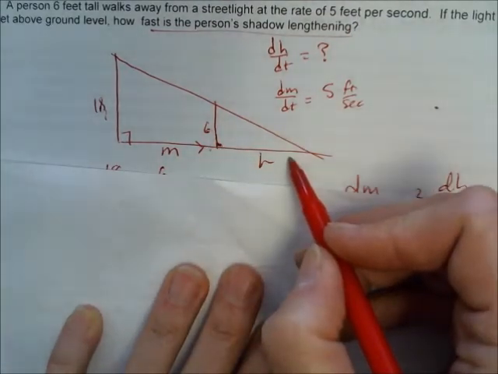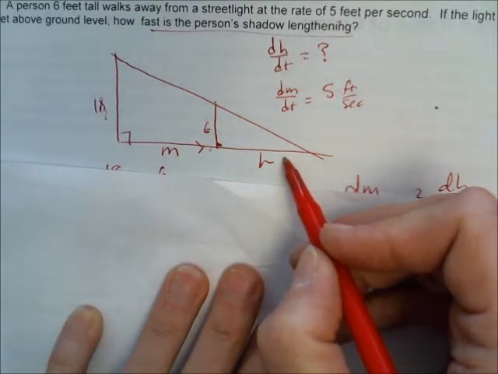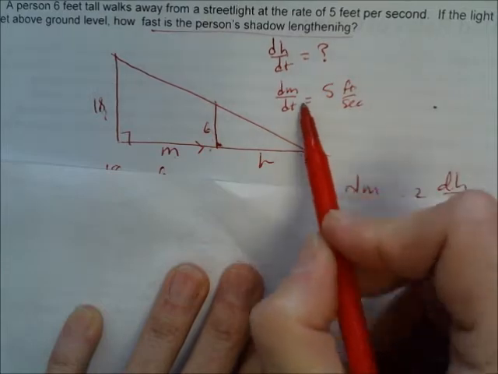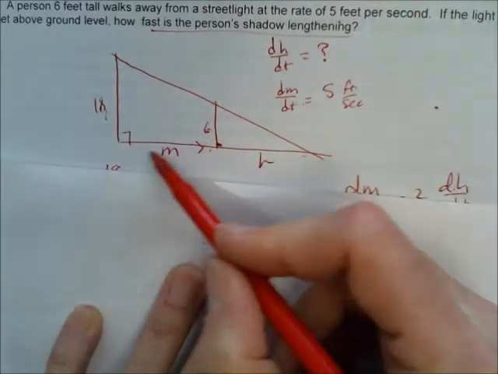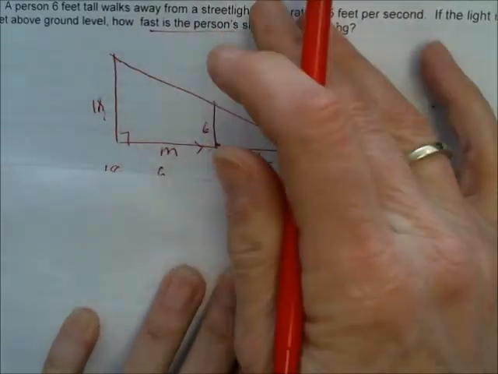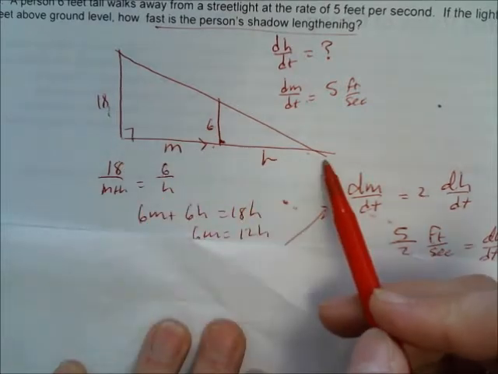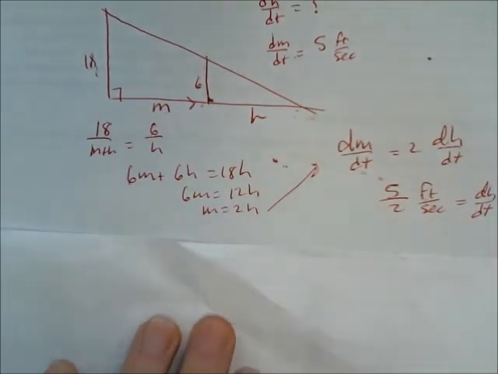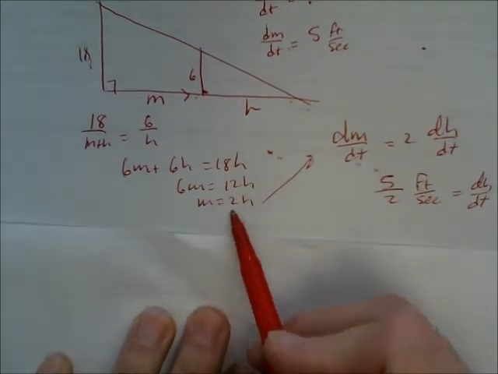We want to find out how fast the shadow is lengthening. I called this H for shadow. We want dh/dt. We're given dm/dt. This is a similar triangles question. 18 over m plus h equals 6 over h. Cross multiply, and if you simplify it down as far as you can, you get m is equal to 2h.